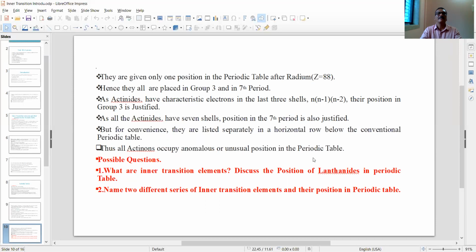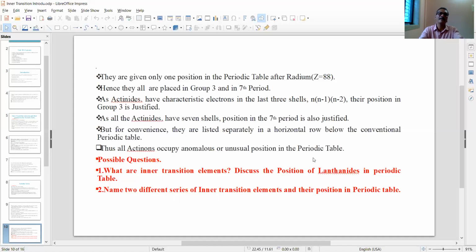Actinides have the characteristic electron in the last three shells, n, n-1, n-2. That's why the position in group 3 is also justified. And all the actinides have 7 shells, so the position in the 7th period is also justified. But for our convenience, we write these elements below the main body of the periodic table, as a horizontal row. And that is why all the actinides occupy an anomalous or unusual position in the periodic table.